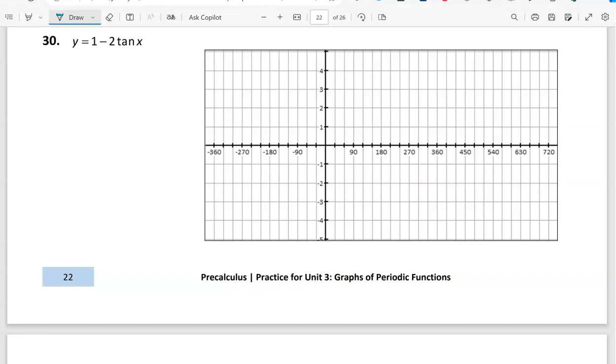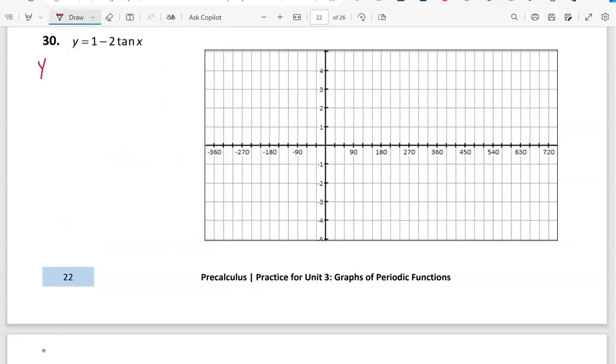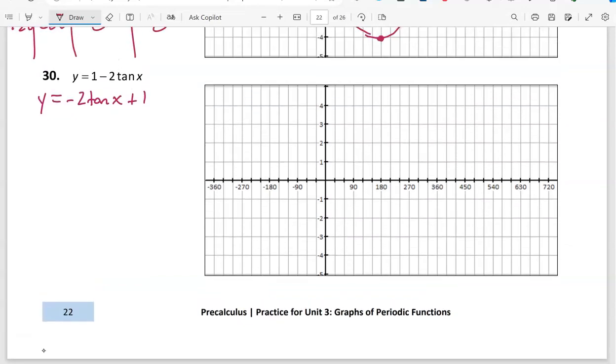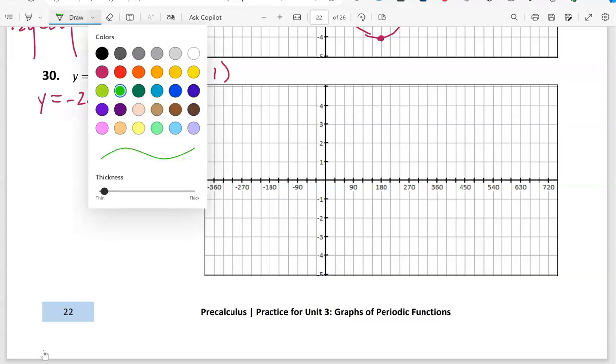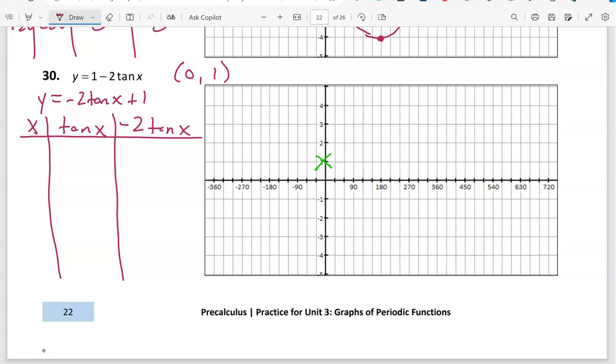This is a tangent function. So for the tangent function, you may want to rewrite this in the form -2 times the tangent of x plus 1, so that we can observe that the only addition is outside of the tangent function, which is going to give us a new origin of (0, 1). I'll mark that off with a little x, and then make a table of values for the function that takes the addition or subtraction out of it. So x, tangent of x, and -2 times the tangent of x.